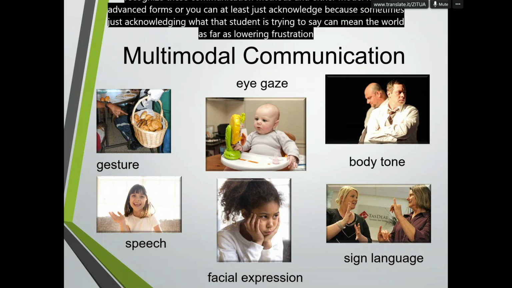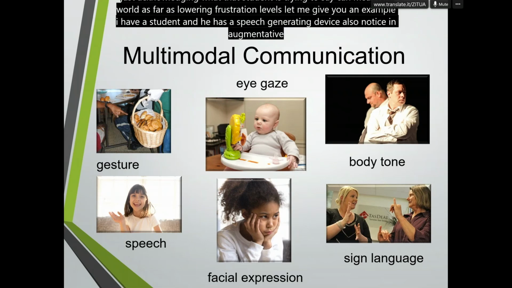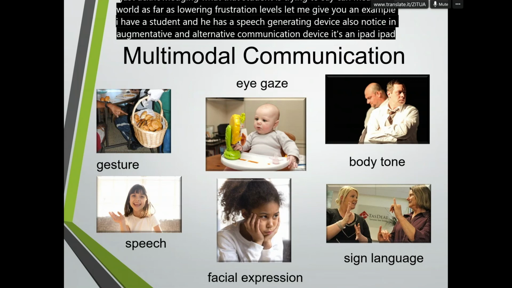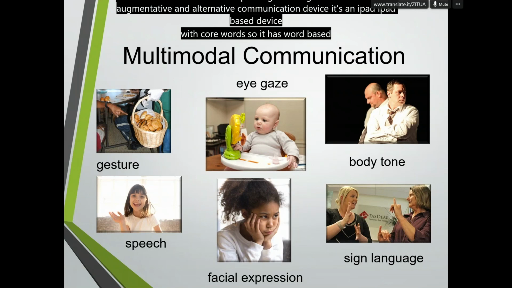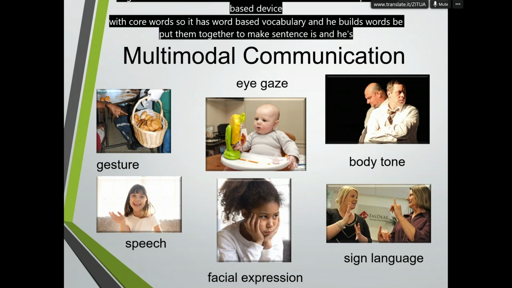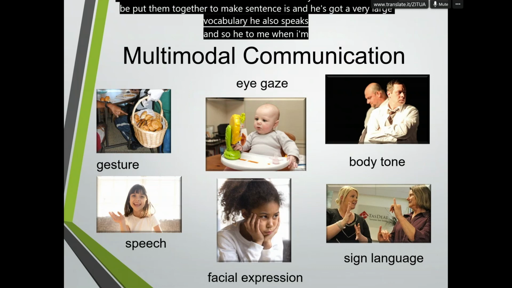Let me give you an example. I have a student and he has a speech generating device, also known as an augmentative and alternative communication device. It's an iPad-based device with core words. So it has word-based vocabulary, and he builds words. He puts them together to make sentences, and he's got a very large vocabulary. He also speaks. And so when I'm speaking with him, he really seems like a very advanced communicator.